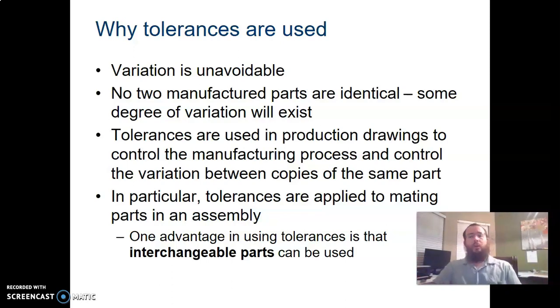Tolerances are telling you the control of the variation, that you won't allow certain dimensions outside of a variation. So since no two manufactured parts will be identical, there's always going to be a degree of variation. Tolerances are used in production drawings to control the manufacturing process and control the variation between copies of the same part. This is why when my car breaks down and I buy a car part at a store, it will fit in my car because they know the exact size, they know the tolerances.